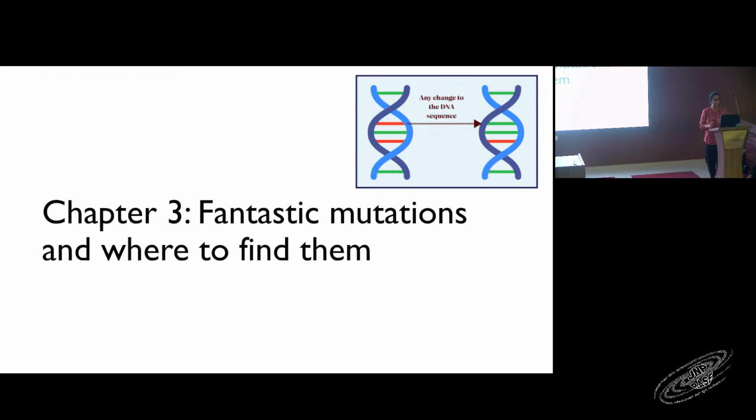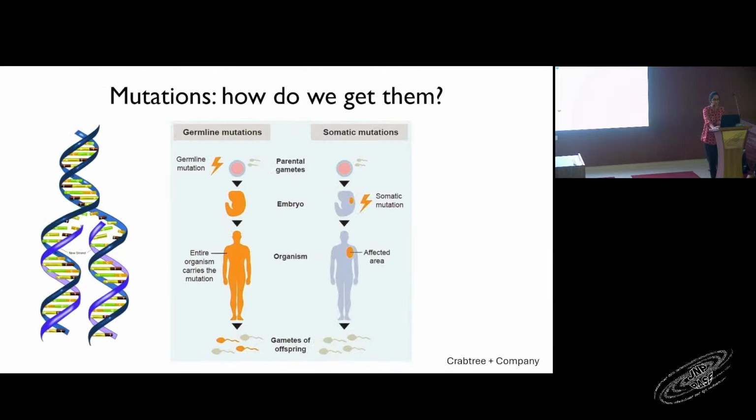The third chapter that I want to talk about is about mutations, because I think that's the immediate thing we think about when we think about DNA and genes. So let's spend a little time talking about mutations. How do we get mutations, firstly?